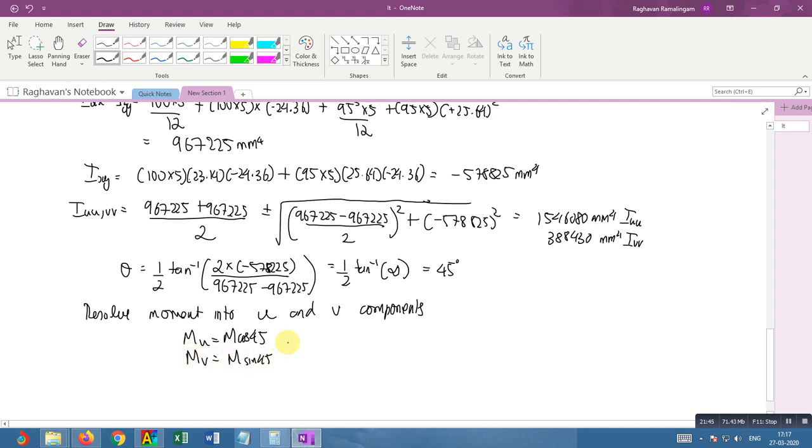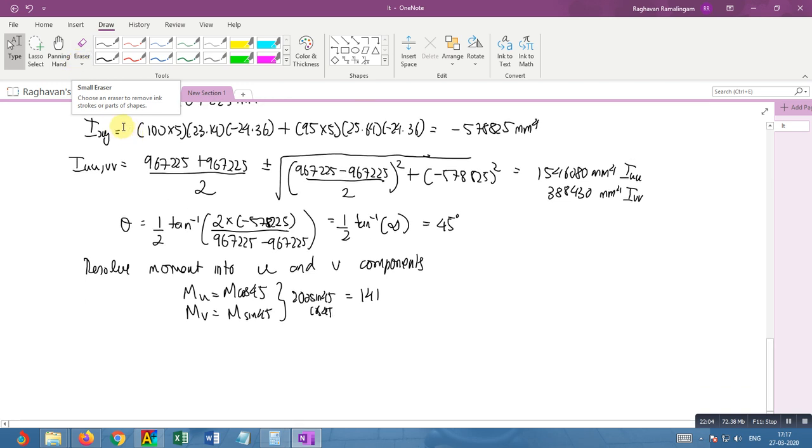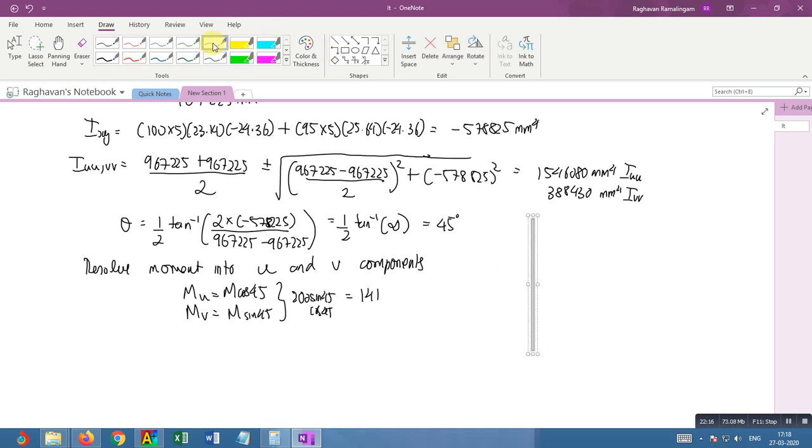Since sin 45 and cos 45 are the same, you get 200 sin 45, 141. Whether sin 45 or cos 45, both of them will be 141. So how does this actually cause moments? That is the next thing that you need to find. What kind of stresses do these cause? So let me just draw the angle. I'll draw it very light because the angle is not the important thing here.